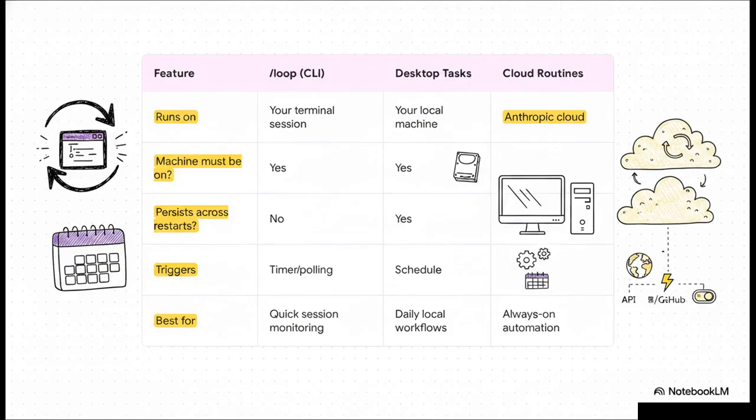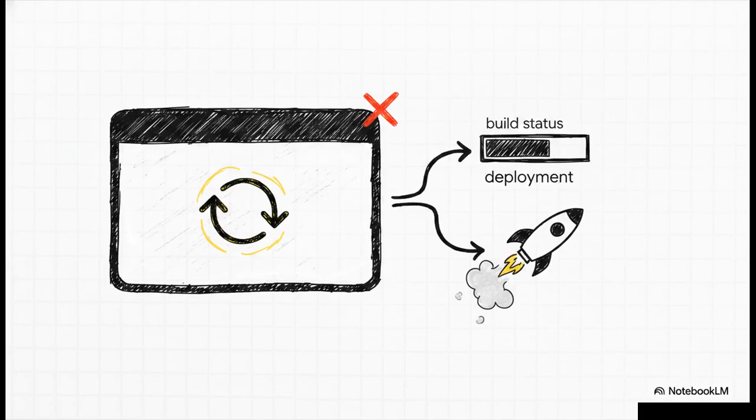You start with a simple loop command, which runs right there in your terminal session. Then you level up to desktop tasks, which live on your local machine. And then, the final tier, cloud routines, which run completely on Anthropic's cloud. Notice how it goes from your machine must be on to a big fat no for cloud routines? That's huge!